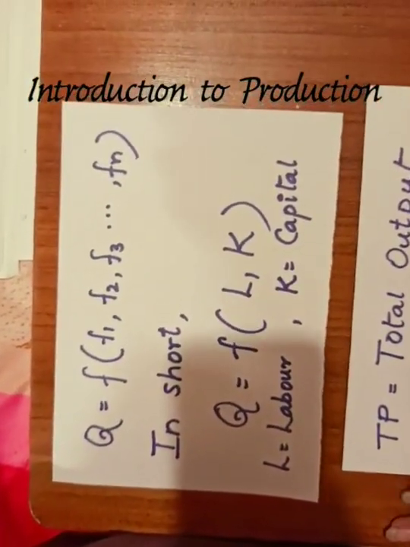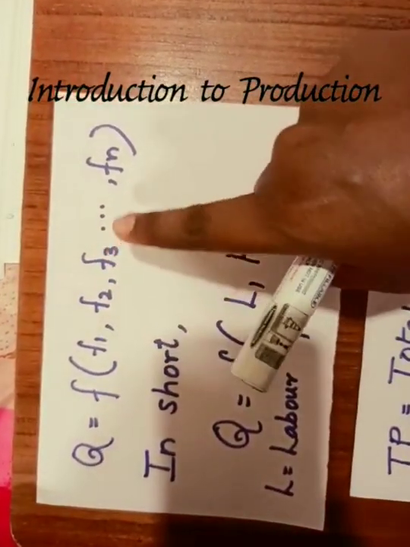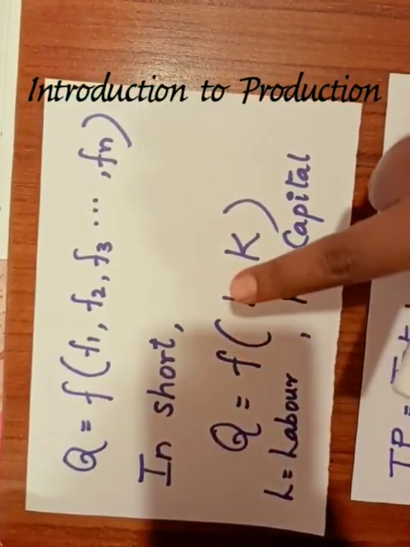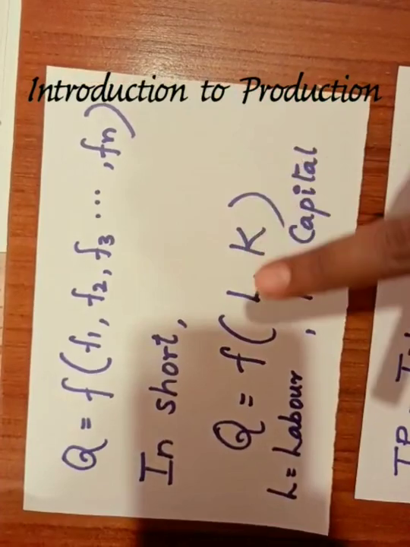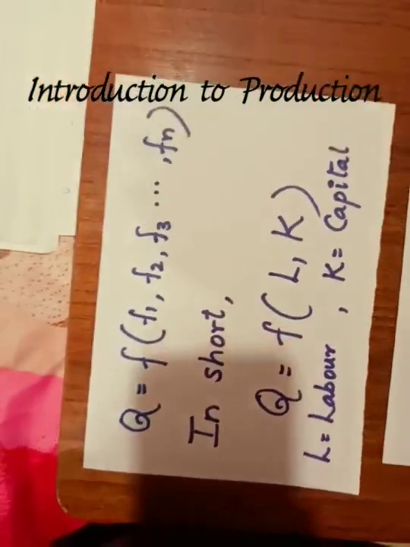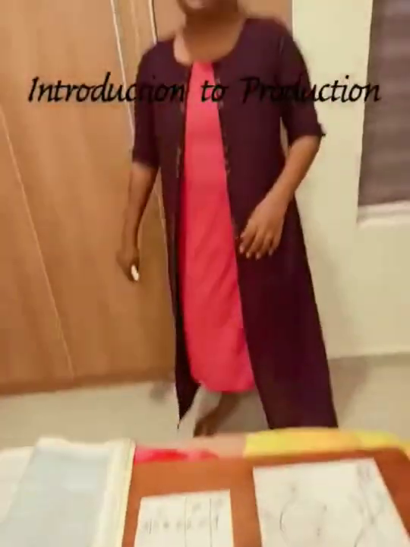Production function is the functional relationship between input and output. So Q is equal to function of L and K, where L is labor and K is capital. Now we have to look through this. There are two types of production functions: the short run production function and the long run production function.